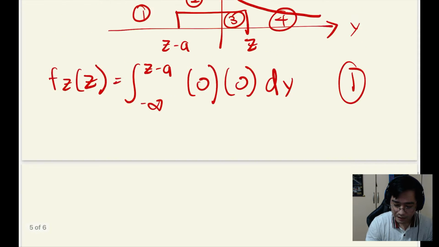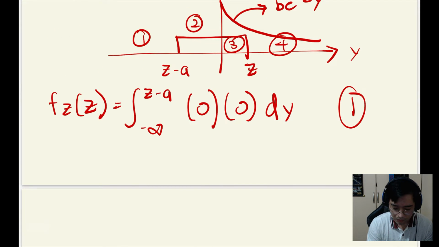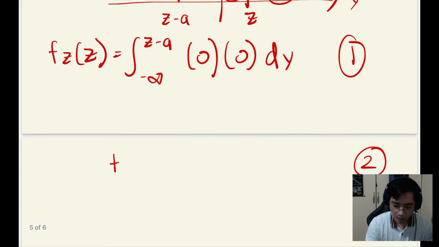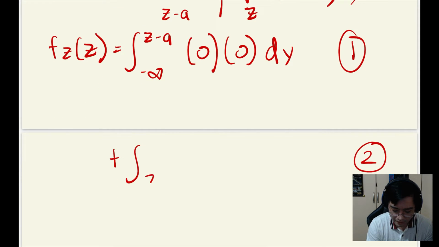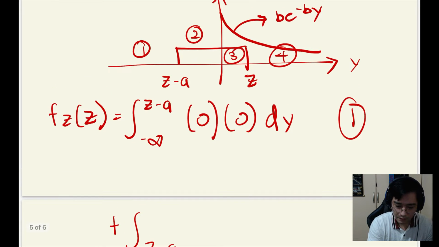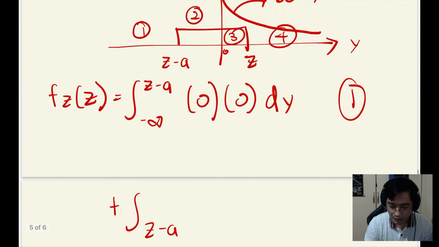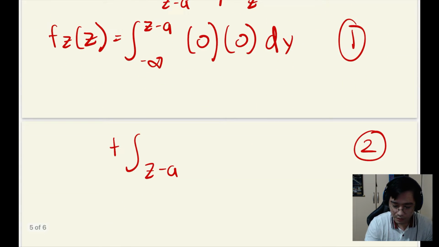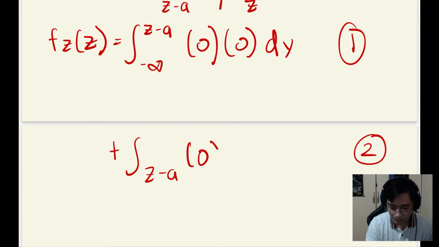And then we add all the regions here. So for the next region, region 2, the integral is from z minus a to 0. Take note of the region here, until the point wherein the function of y changes. Because the probability distribution function of y changes from 0 to the exponential, we have here the probability distribution function of y is still 0 at this region.